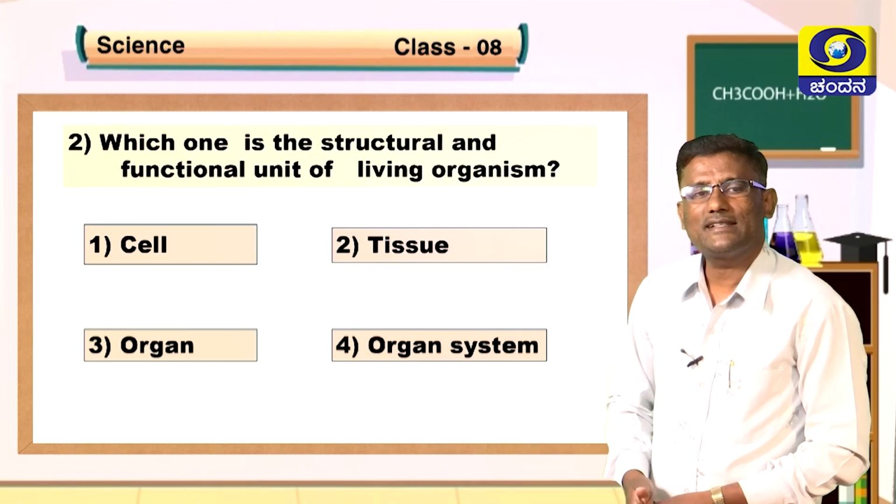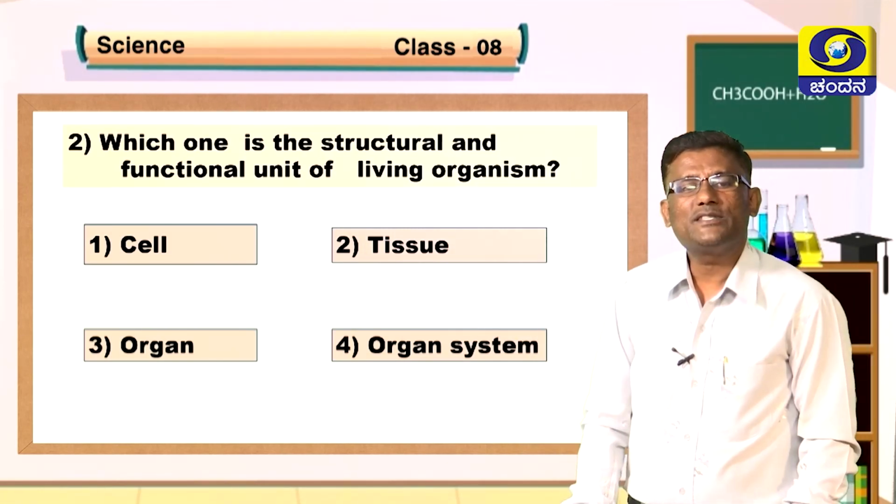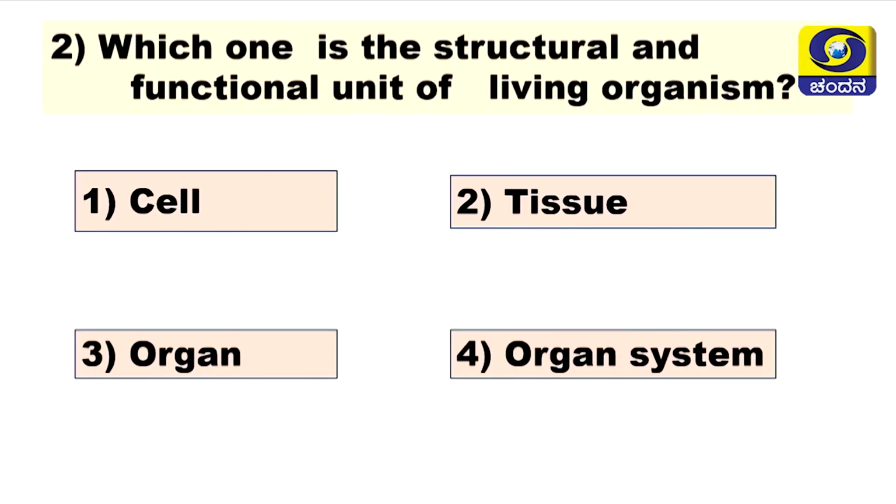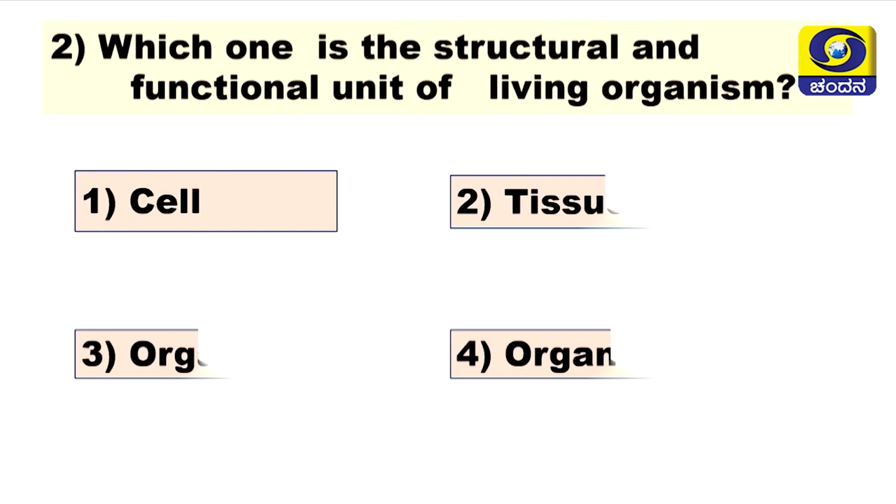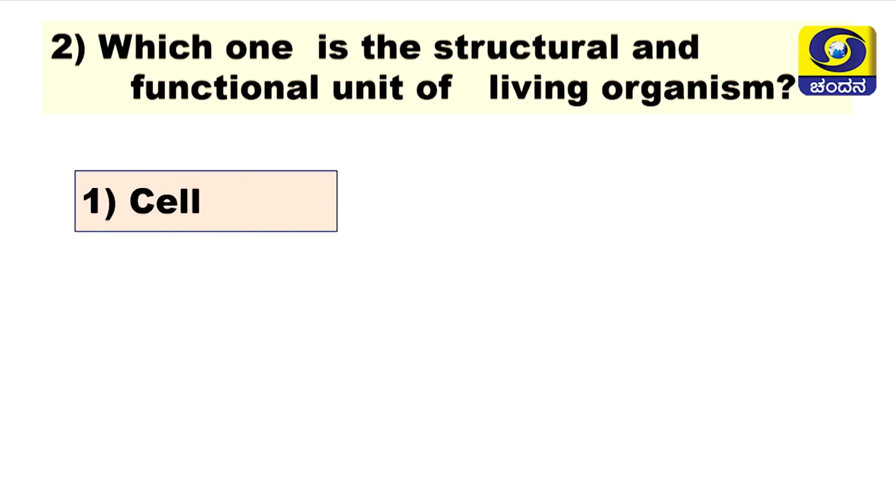Your second question is: which one is the structural and also functional unit of living organisms? Here also there are 4 different responses. First one is the cell, second is the tissue, third is the organ, and fourth is the organ system. Which one is the correct answer? Yes, the right answer is cell. You know that the cell is the structural and also functional unit of life.